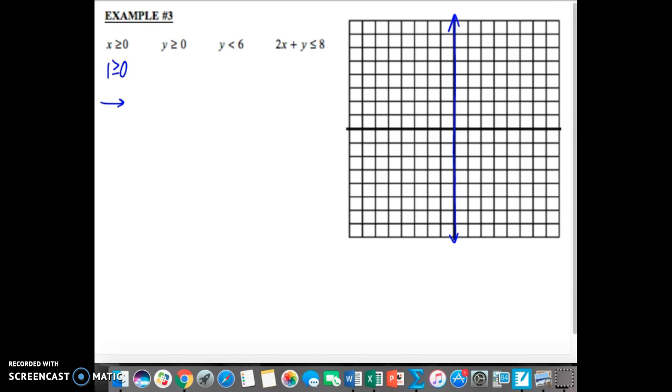The second inequality is y is greater than or equal to 0. Since it's greater than or equal to, that will be the solid line along the y-axis. And so again, we cannot check the ordered pair 0, 0, but instead let's check the point maybe 0, 1. That's when y is 1. Certainly 1 is greater than or equal to 0, so we will need to shade up. So currently, the only quadrant we would be shading is the first quadrant.